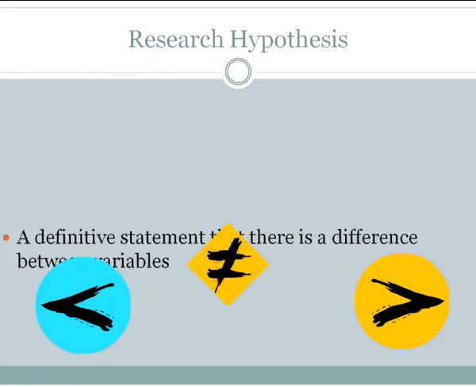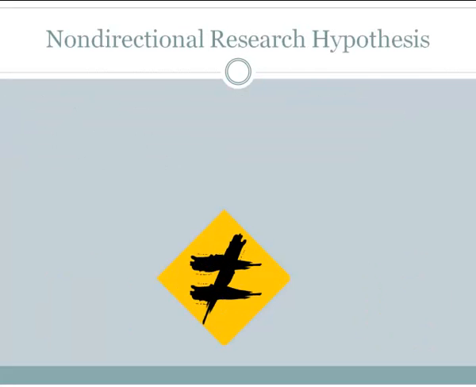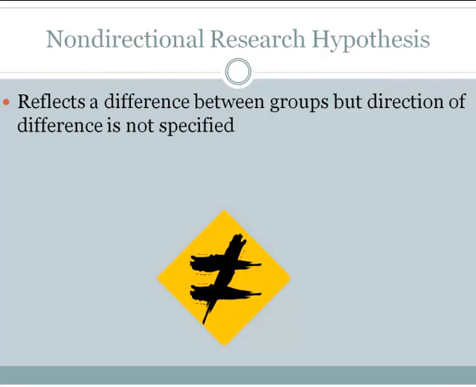In terms of research hypothesis, again, it is a statement between the variables where you, in fact, state that you believe there is a difference in the variables. And these are considered to be statements of inequality. And we'll look at that when we look at them individually. So let's look at a non-directional research hypothesis. Basically, a non-directional research hypothesis reflects that you believe there is a difference in the groups, but you don't say which direction the difference is.